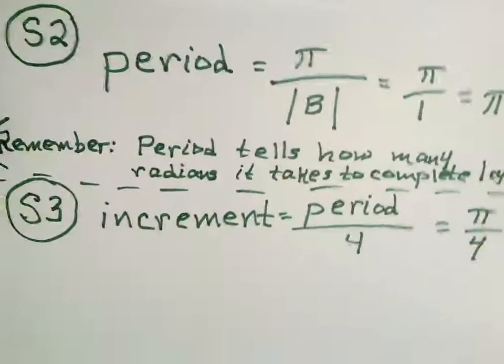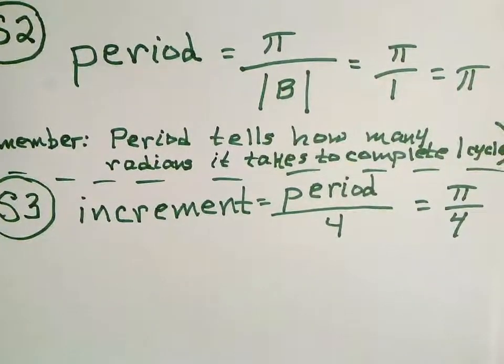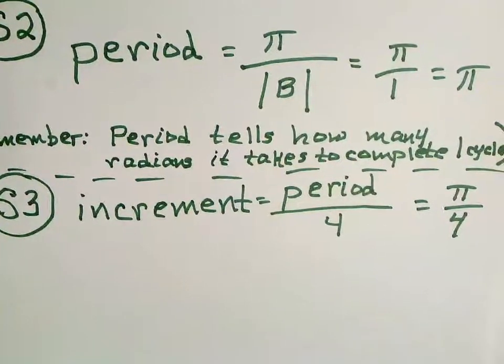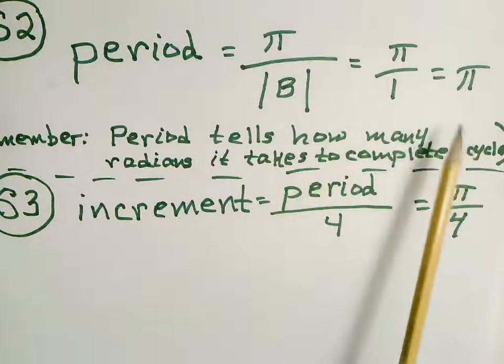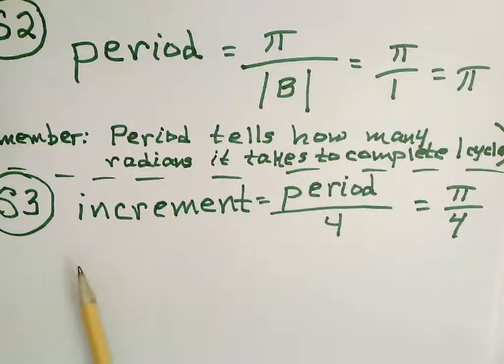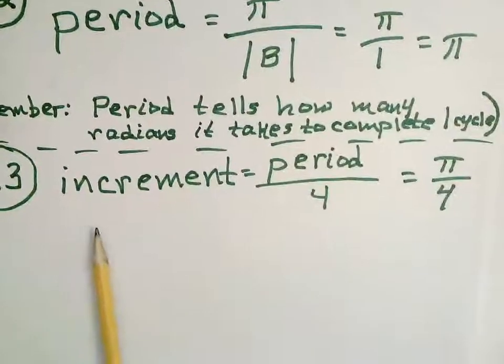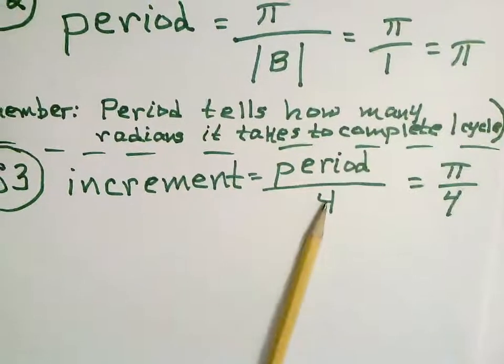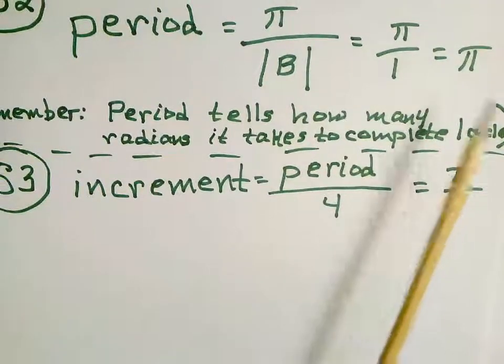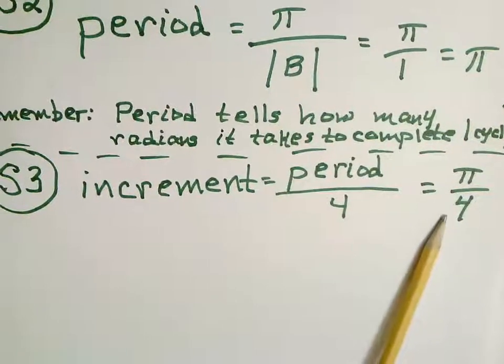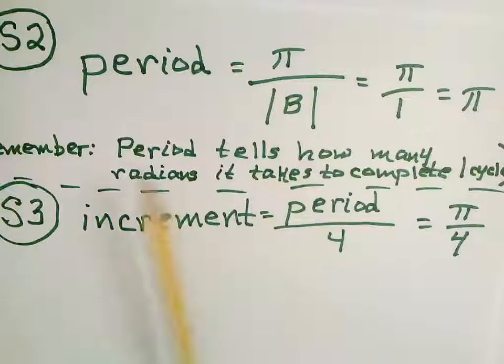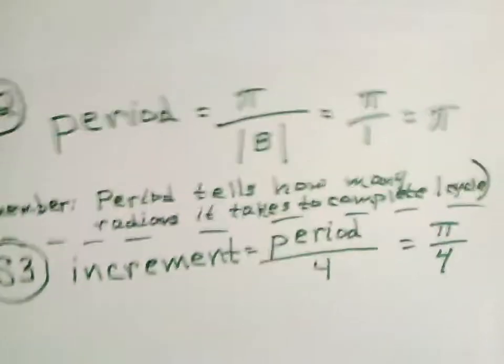Step 2 is to find the period. And remember that the period tells us how many radians it takes to complete one cycle. So here's our step 2, the period. The pi divided by the absolute value of b. The b is 1, so the period is pi radians. The increment is the period divided by 4, so our period is pi, and it's pi divided by 4. So that's our increment. Here we have our step 2 and our step 3.